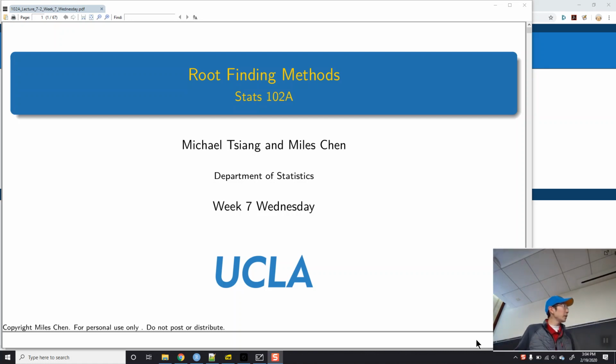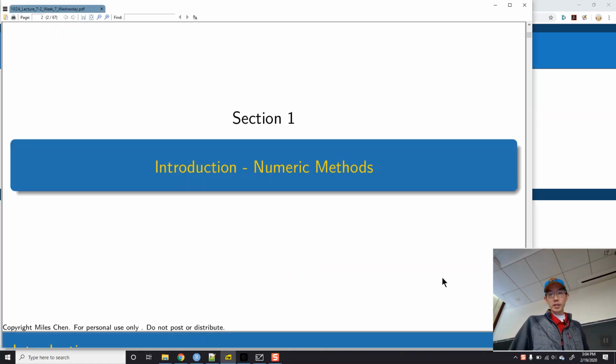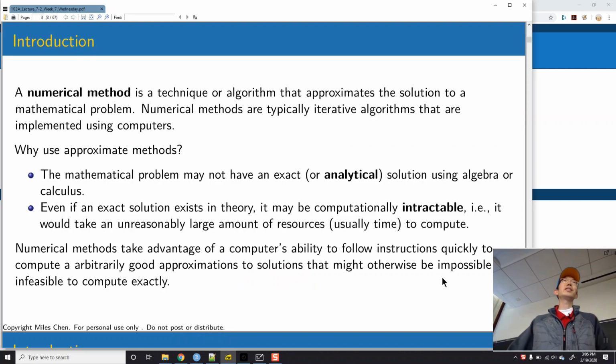All right, so today we are going to cover root finding methods, okay? Root finding methods falls under this category of algorithms, or whatever you want to call them, called numerical methods, okay? And a numerical method is some way to find a solution to some kind of mathematical problem, but we generally don't try to do it analytically, okay?